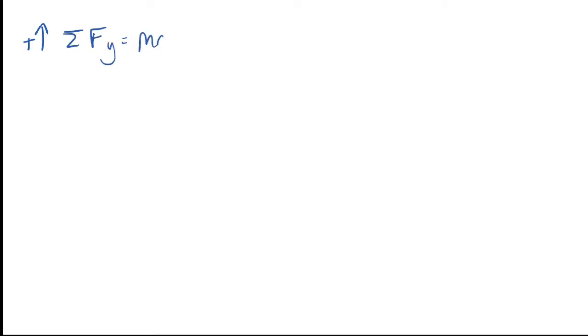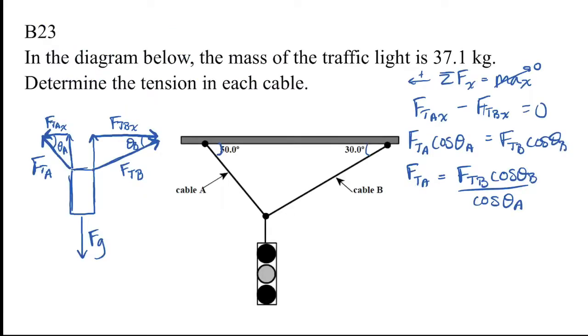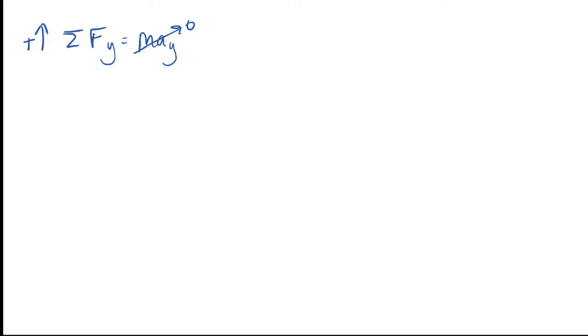And that should equal mass times acceleration in the Y direction, which is 0. So, forces in the Y direction. Let's go back here and look. I have my tensions, both for A and B, and those are both going upwards, so those will be positive, and then FG is going downward, so obviously I'm going to subtract that.